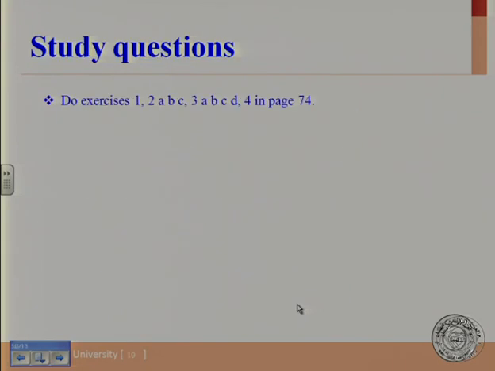For more examples, please do exercises 1, 2. In 2 we have A, B, and C. Do 3 again, A, B, C, and D. And also exercise 4 in page 74.